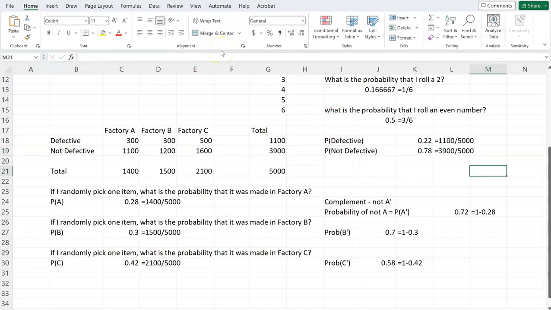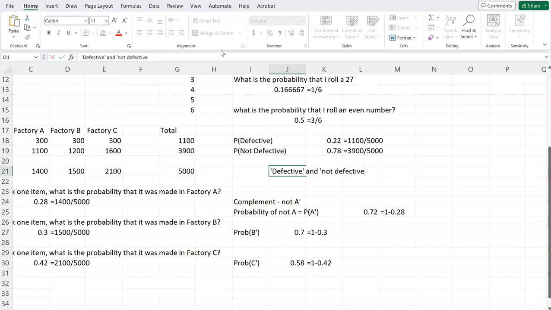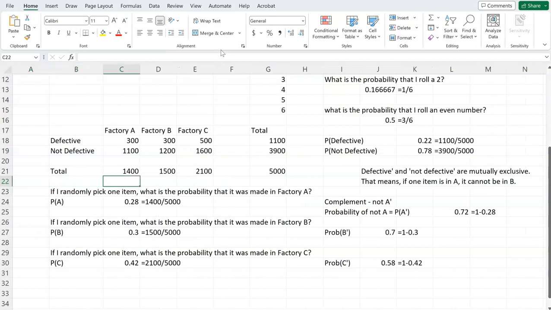Now here comes another definition. Since a product is either defective or not defective, we would call these two events, defective and not defective, mutually exclusive. That means if one item is in A, it cannot be in B. Or in our case, if it's a defective item, it cannot be not defective, or vice versa. So in our case, we can also write that probability A and A prime, or complement of A, are mutually exclusive. If something has been produced in factory A, it cannot be produced in factories B or C.